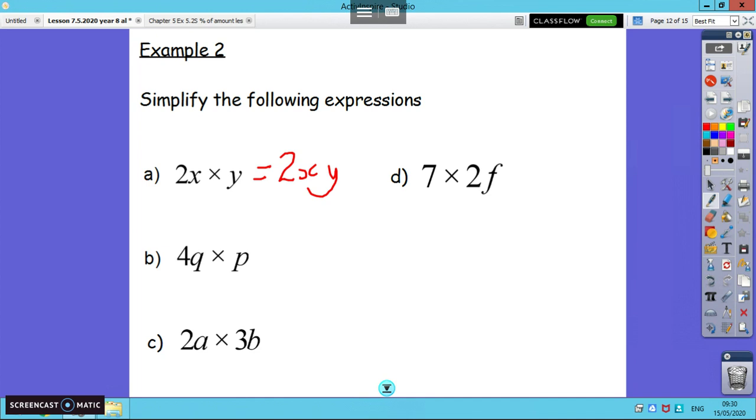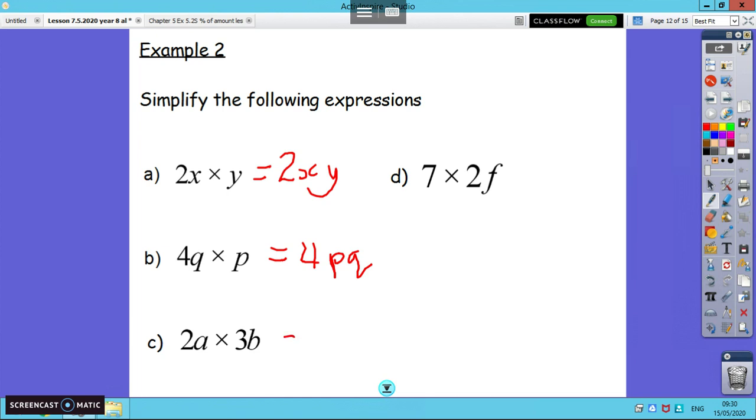Let's have a look at the next one. Similar question. We've got 4qp. Now we know the 4 is going to come first. Now, qp or pq? pq, because that's in alphabetical order. So our answer is 4pq.